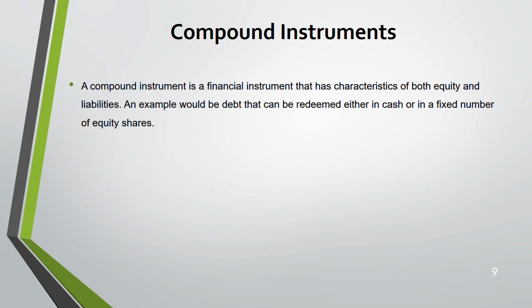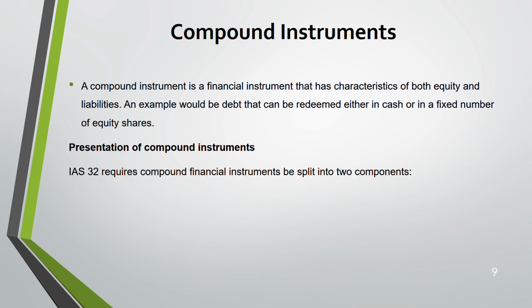Compound instrument. Compound instrument means it has characteristics of both debt and equity. One example is, let's say you have an instrument. What is it? You have a debt that could be redeemed in future either in cash or a fixed number of equity shares. That means your debt, you can convert it to cash or a fixed number of equity shares later on. Presentation. How do you present a compound instrument?